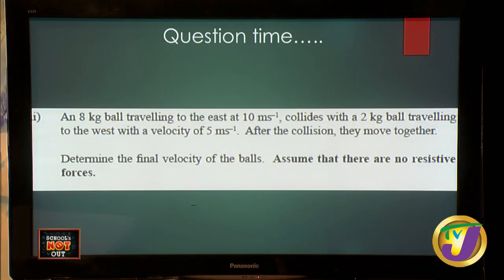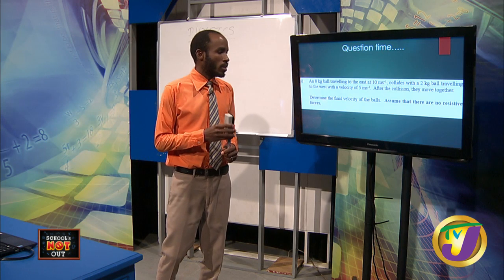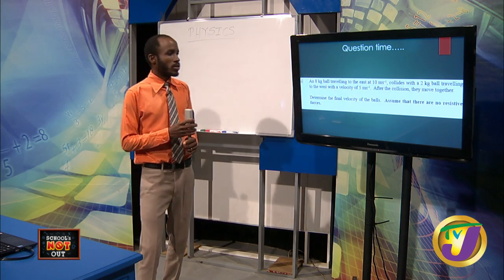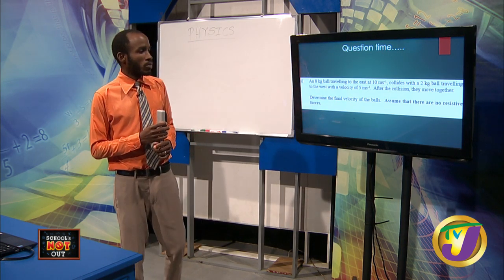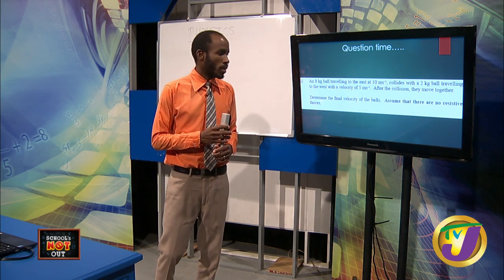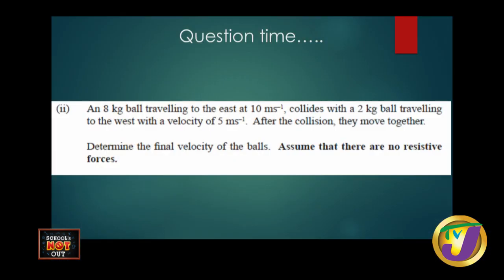All right, a quick question. I don't know if there's time for it, but we're going to try it. An 8 kilogram ball traveling east at 10 meters per second collides with a 2 kilogram ball traveling west at 5 meters per second. After they collide, they move together. Determine the final velocity of the ball. Based on the time that we have here, I can't work this question out, sadly. But I know there are ways in which we can communicate, so we'll have to communicate on that.